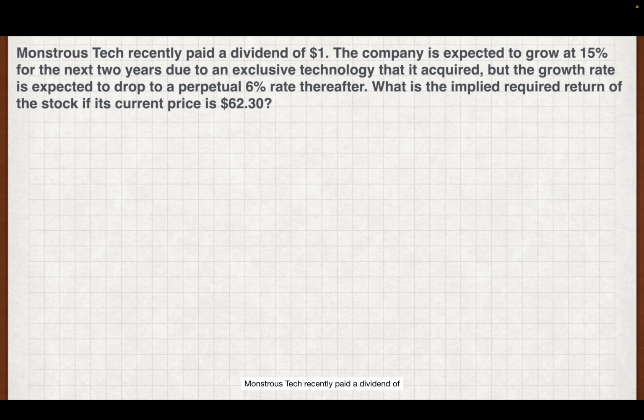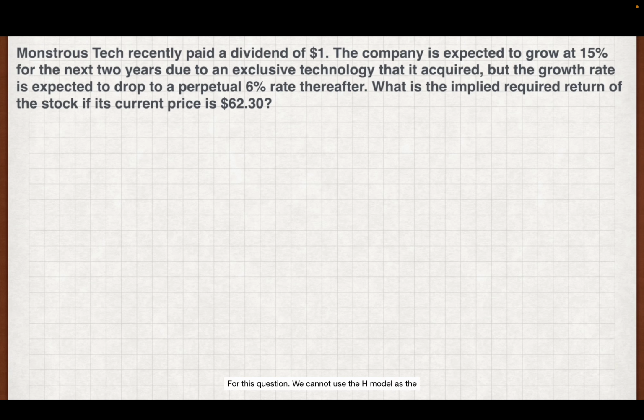Monstrous Tech recently paid a dividend of $1. The company is expected to grow at 15% for the next 2 years due to an exclusive technology that it acquired, but the growth rate is expected to drop to a perpetual 6% rate thereafter. What is the implied required return of the stock if its current price is $62.30?